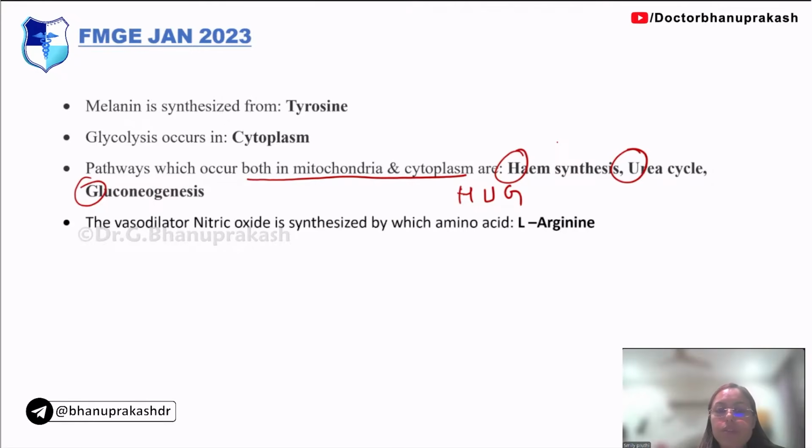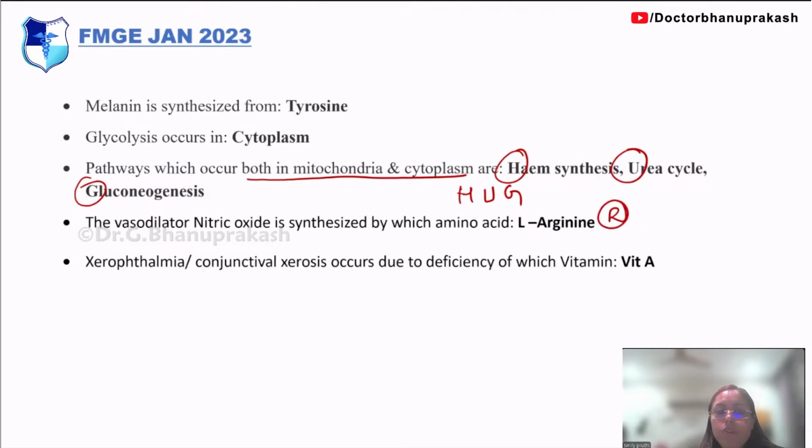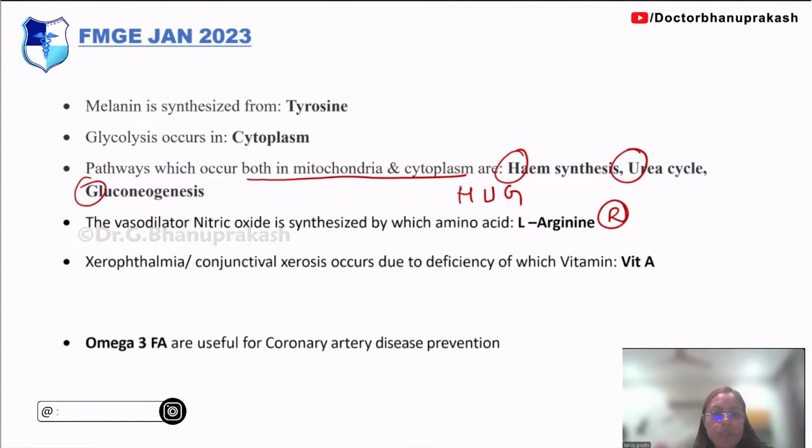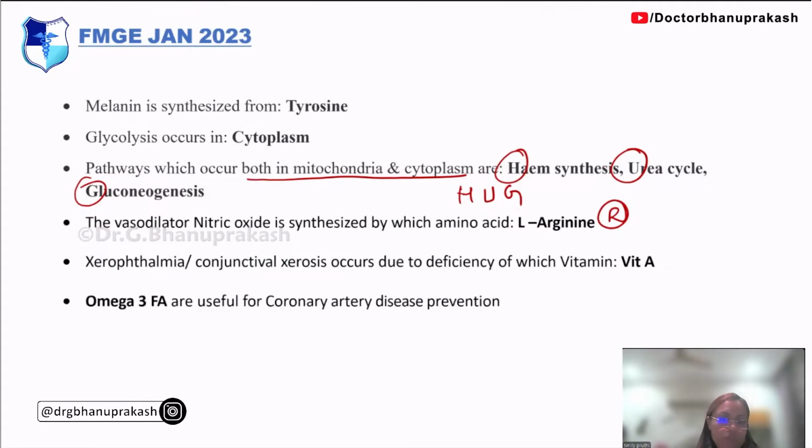Vasodilator nitric oxide is synthesized from arginine. Repeat question. Xerophthalmia, conjunctival xerosis, occurs due to deficiency of vitamin A. Very easy. You can see all these are so easy questions.